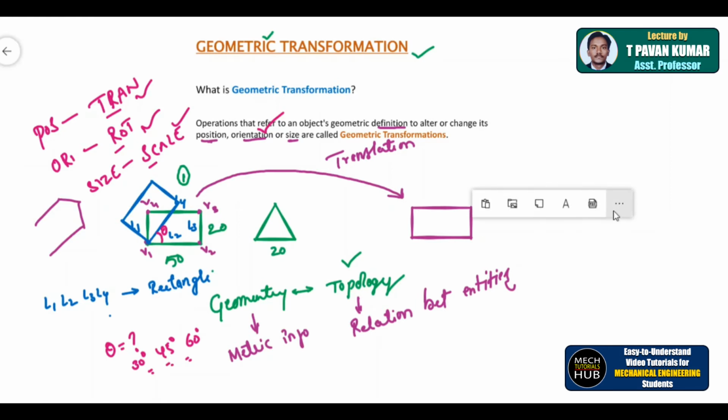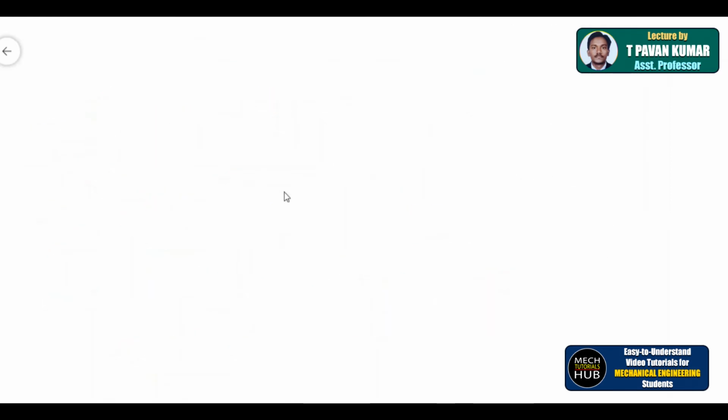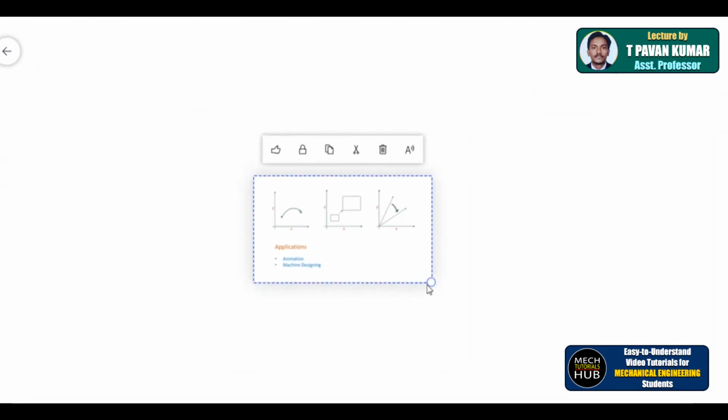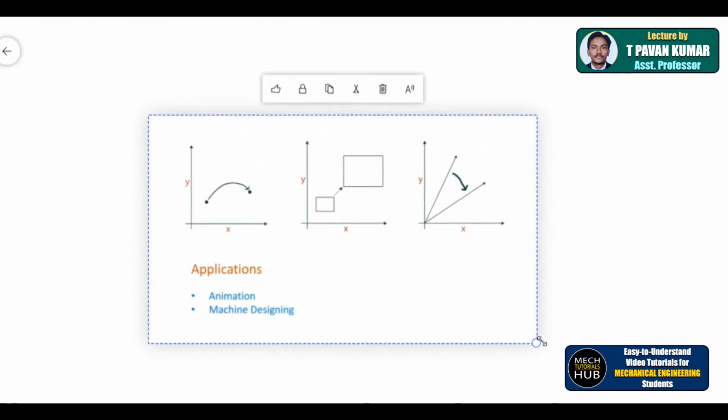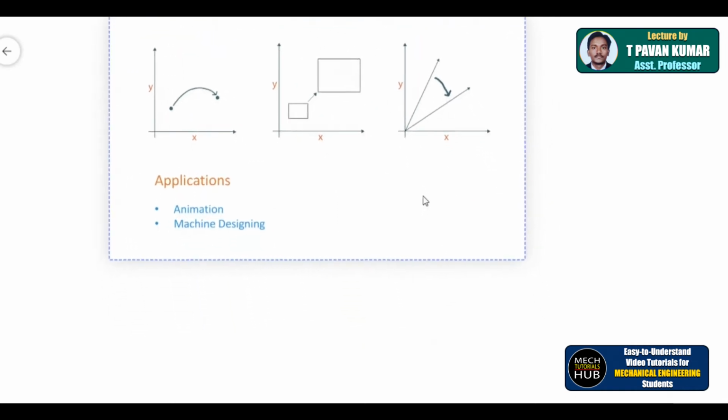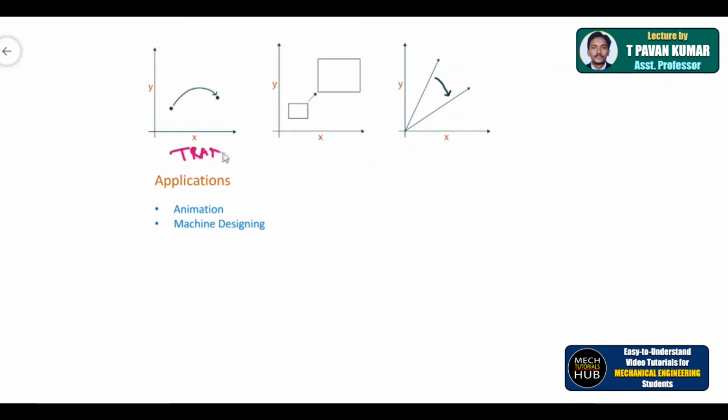Alright, let me clear this sheet with a fresh one, and I'll come up with a simple new slide which will give you clarity about what exactly transformations are, all the three which I was talking about. Just have a look, try to understand. Here the first one is nothing but translation, second one is scaling, third one is rotation.